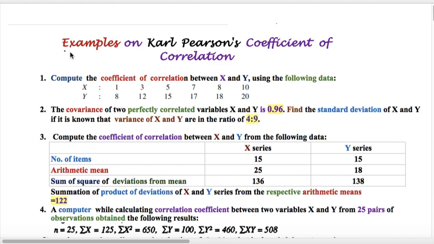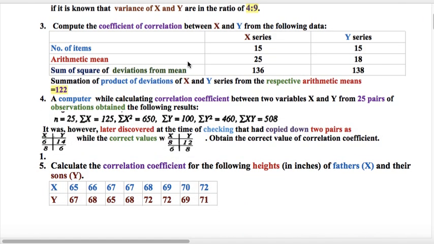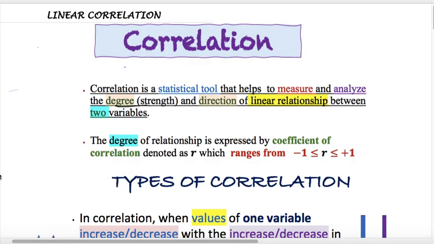Hello everyone. In this video, I'm going to take up examples on Karl Pearson coefficient of correlation, and for that I'll consider 5 examples of a different category. But before that, let us look into the definition, properties and formula part.